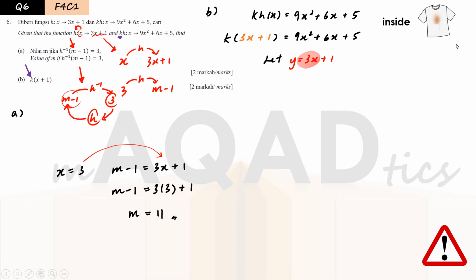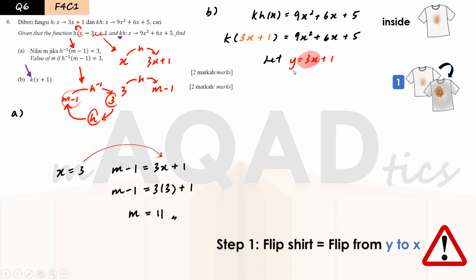The first step to clean the shirt, of course, is to flip the shirt inside out because we want to access the things on the inside of the shirt. So here, what are we flipping? From this equation, we are going to flip the left side of the equation from y to x. So x must remain on the left side, everything else moves to the right side. This will be our first step.